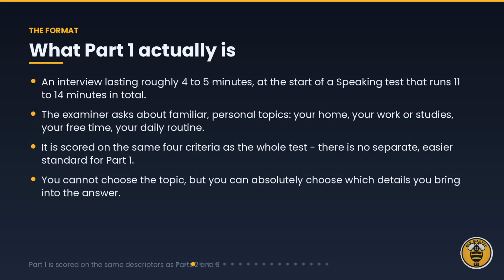First, what part 1 actually is. It is an interview lasting roughly 4 to 5 minutes at the start of a speaking test that runs 11 to 14 minutes in total. The examiner asks about familiar, personal topics. It is scored on the same 4 criteria as the whole test. There is no separate, easier standard for part 1. You cannot choose the topic, but you can absolutely choose which details you bring into the answer.